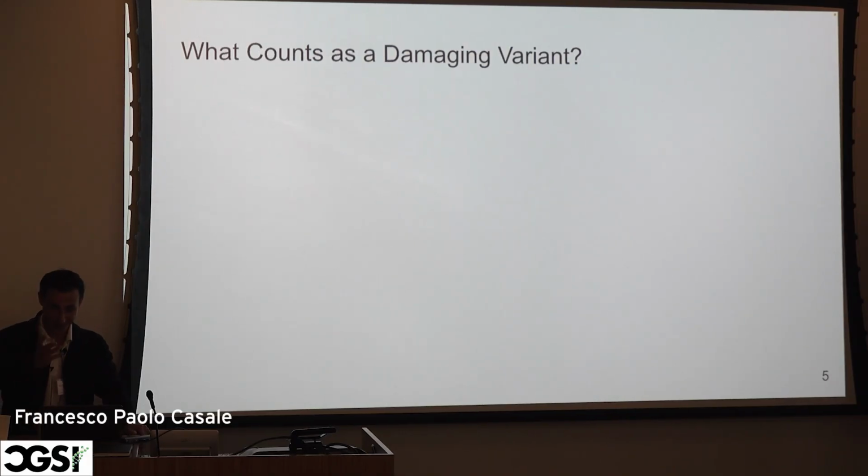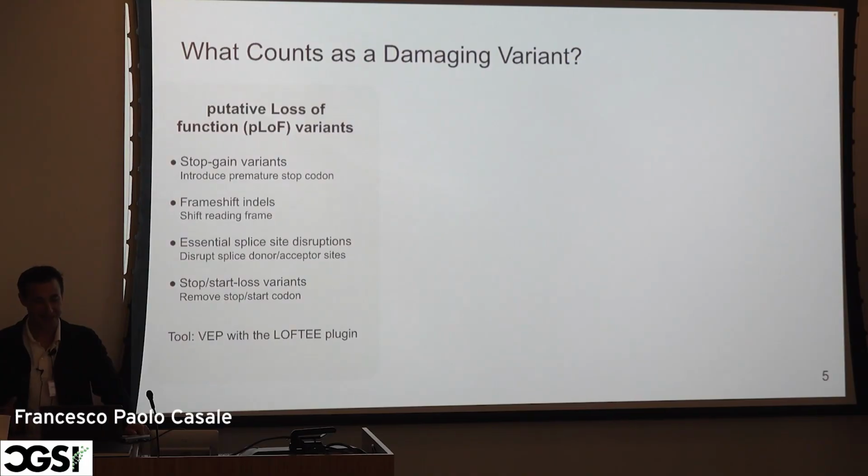Yeah. So one definition, as you're exactly saying, is putative loss of function. You can call them using standard Variant Effect Predictor tools. These are variants that have a strong impact on the protein. These include stop gain variants, for example, which truncate the protein, or frameshift indels and disruption of the splice site that change heavily the amino acid sequence and the protein products.